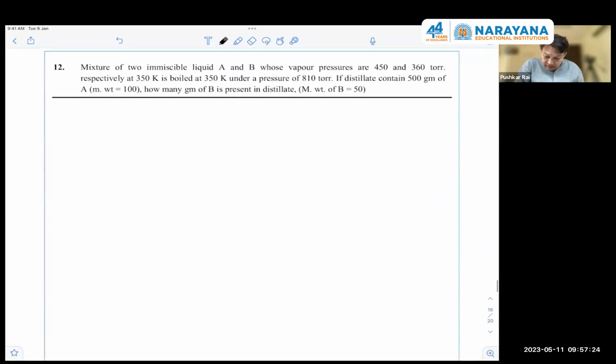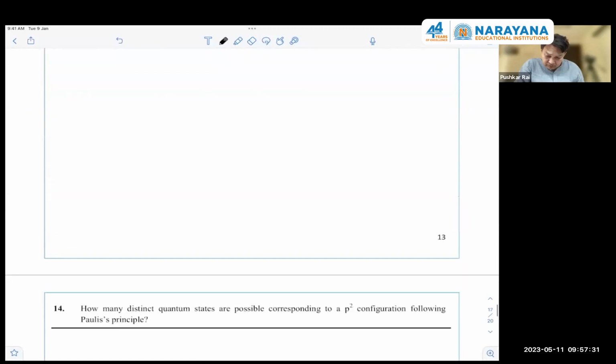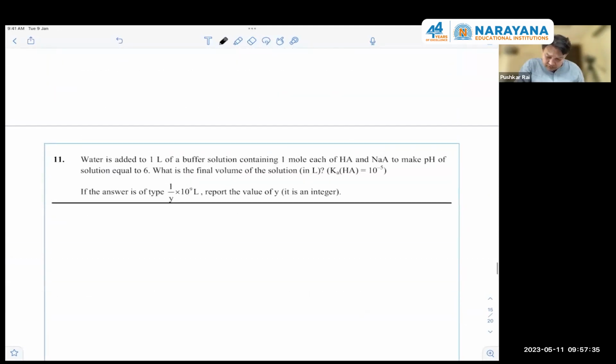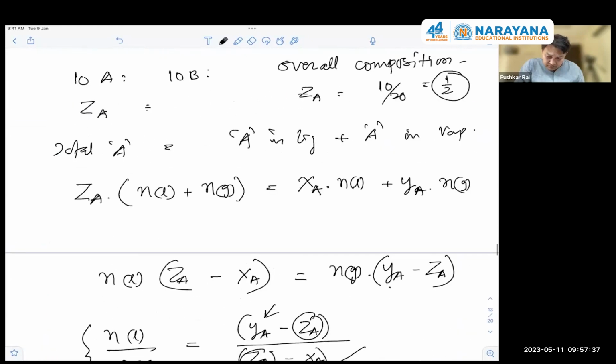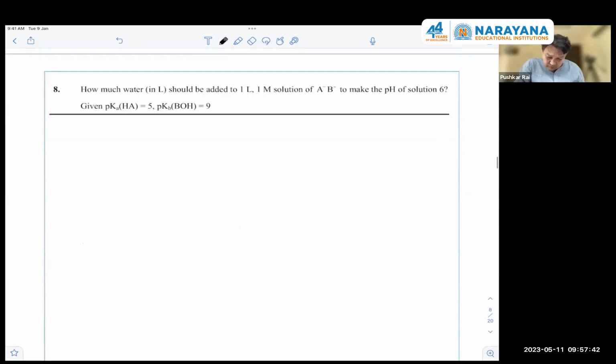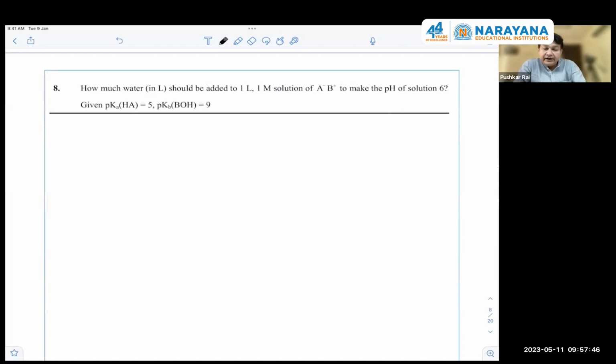And another problem I have added in ionic equilibrium. Yes, that's another interesting question I've added here, question 8. See, this is a salt of a weak acid and weak base, for which we always assume that alpha is the same. We're also adding water into this one.